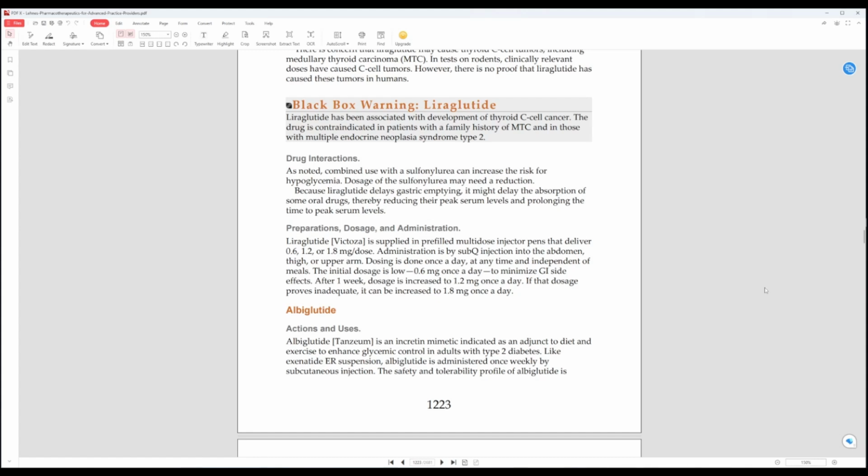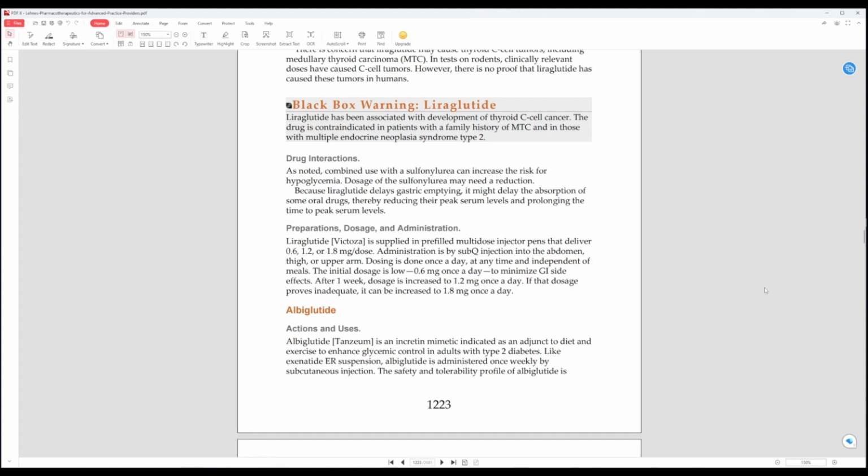Again, it has been associated with the development of thyroid C-cell cancer. The drug is contraindicated in patients who have a family history of MTC and in those with multiple endocrine neoplasia syndrome type 2, or MEN 2.